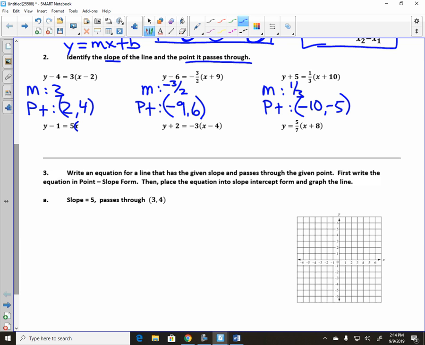This one is just like x minus 0 on here. So you can see that the slope is 5. The point that it passes through, the x value is 0. The y value is 1. See if you can do the last 2 on your own. See if you can come up with what I have.